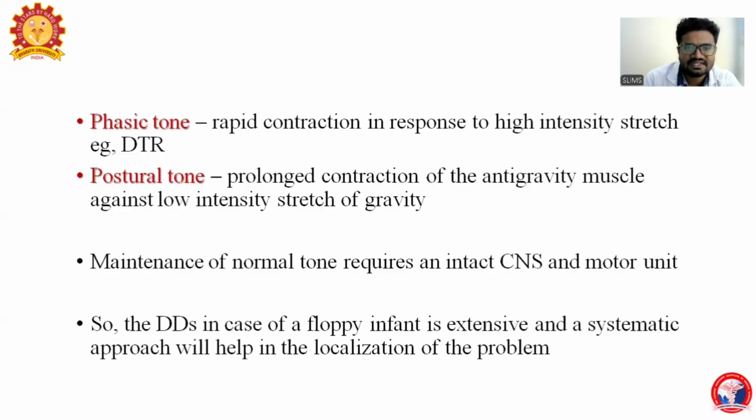For the body to maintain this tone, both phasic tone as well as postural tone, the central nervous system should be intact, that is, the brain and the spinal cord, and the motor unit, which is the peripheral nervous system, like the anterior horn cell, peripheral nerve, neuromuscular junction, and the muscular compartment, everything should be normal. So in a floppy infant, the differential is extensive, and a systematic approach will help in the localization of the problem.